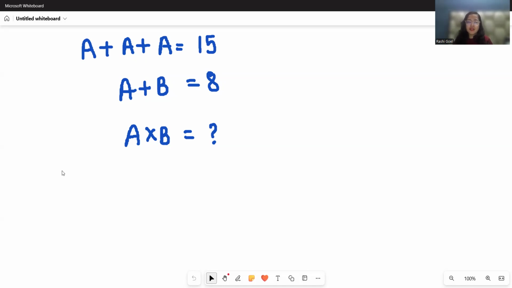So now take a good look at the resolution of this sequence. So a plus a is 3a is equal to 15. Now to isolate a, I'm going to divide by 3 on both sides. So the value of a is 5.